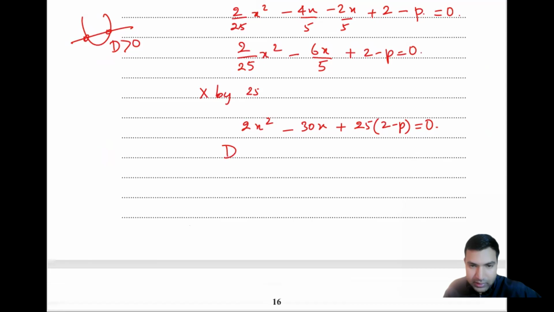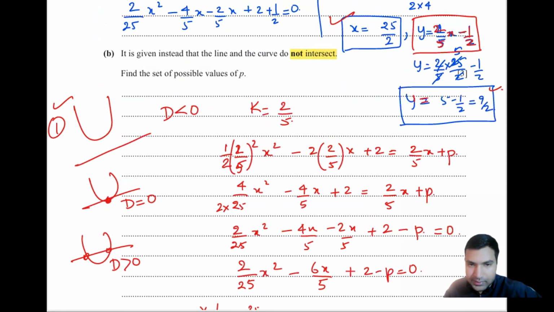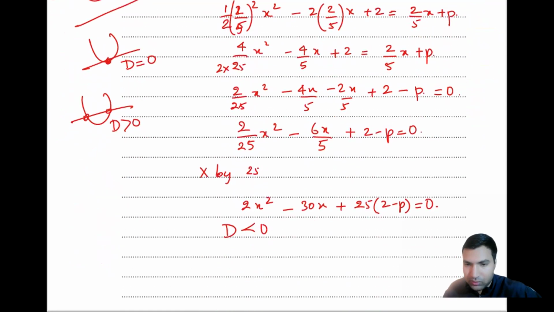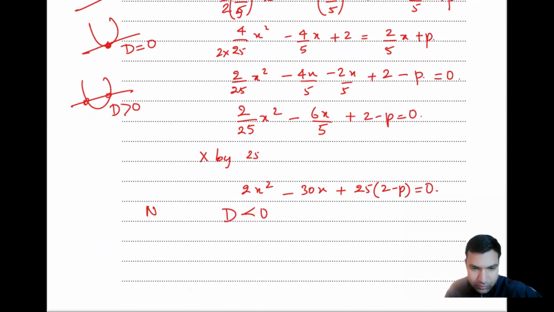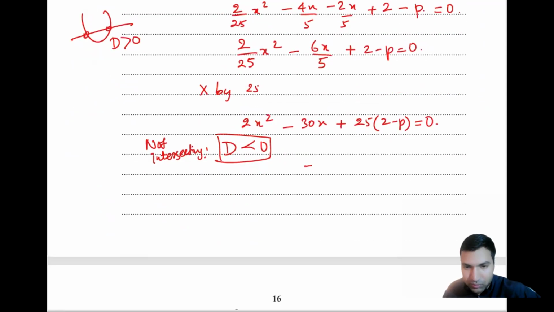Now discriminant condition is lesser than 0 because they have mentioned here do not intersect, right? Find the set of possible values of p. So this is the condition for not intersecting. Okay, remember this. Discriminant should be lesser than 0. So b square minus 4ac. So b square is this minus 4ac, 25 times 2 minus p is lesser than 0.